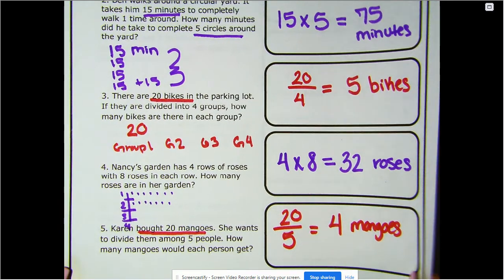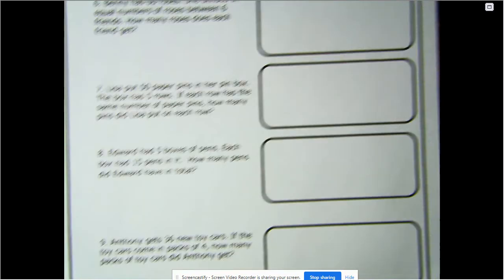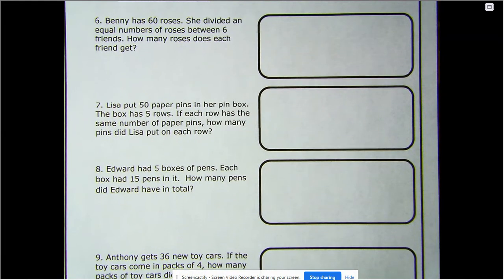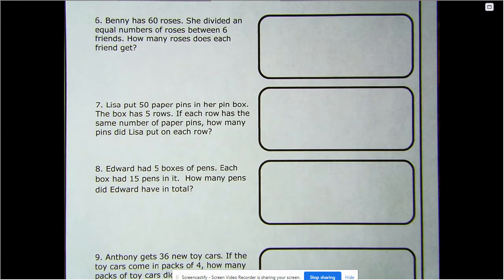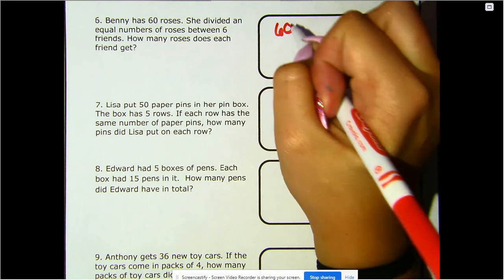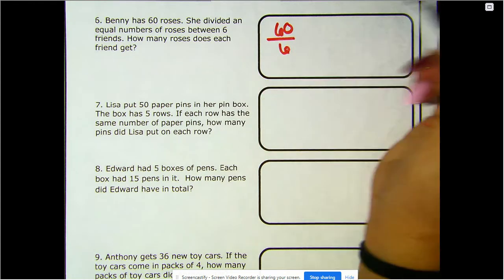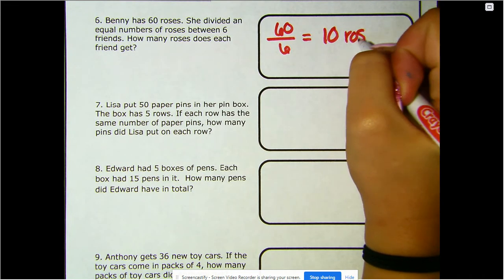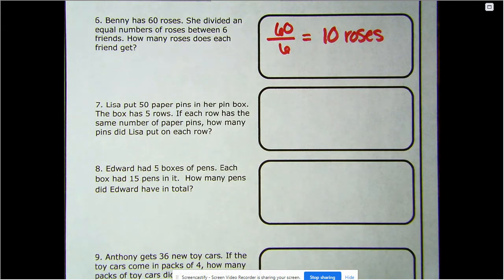Okay, now let's do a couple more in this particular video just as a refresher for multiplying and dividing numbers. So Benny has 60 roses. She divided them into an equal number of roses between 6 friends. So how many roses does each friend get? Again, they gave us a total of 60. We're going to split those and divide them evenly among 6 friends. So each friend is going to get 10 roses, and that operation was division.